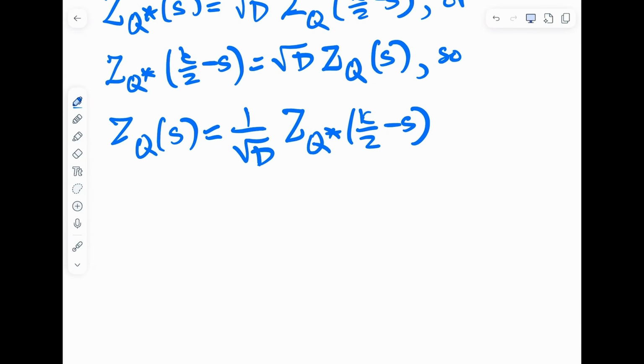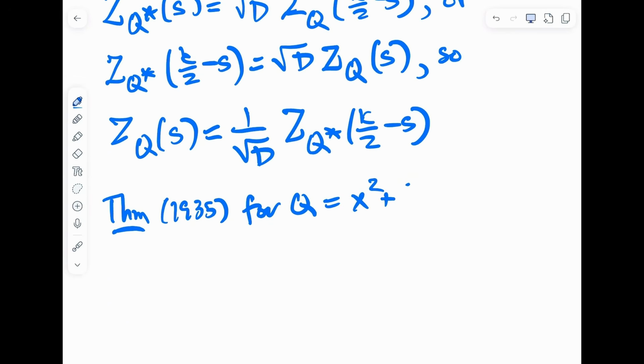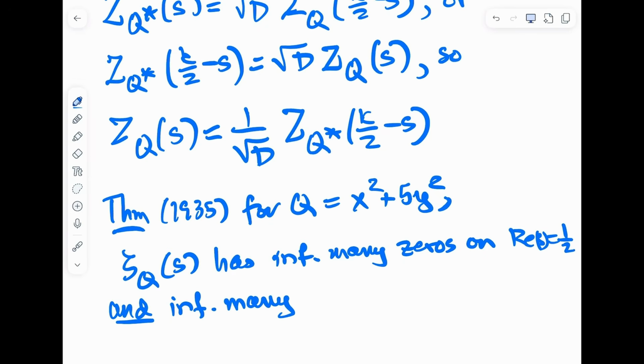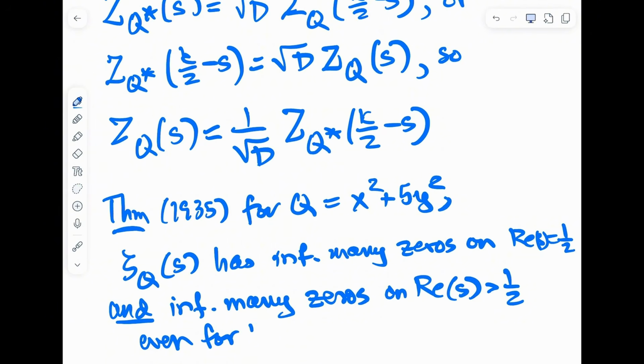And since I have about minus 1 minute left, the last thing I'll just say is that in 1935, it was shown, as a concrete example, for Q equal to x squared plus 5y squared, that the zeta function has infinitely many zeros on the line real part equals 1/2, and infinitely many zeros on the half plane to the right, and even beyond real part equals 1.